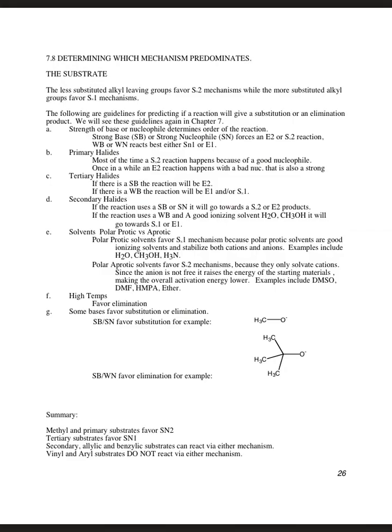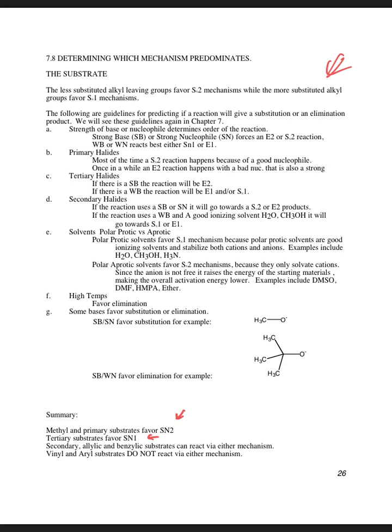Here again is that page I said you need to know. Read through it. Hopefully you know most of it by now, but in summary, methyl and primary substrates favor an SN2, tertiary substrates favor an SN1, secondary, allylic, and benzylic substrates can go either way depending on what kind of conditions we have in the reaction.